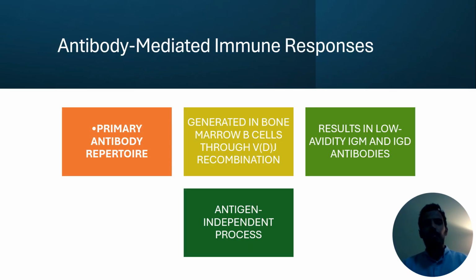Now let's discuss the primary antibody repertoire, which is the initial set of antibodies B cells produce. It is generated in the bone marrow through a process called VDJ recombination, where different gene segments rearrange to create a diversity of antibodies. This process is antigen independent, which means that it happens without the presence of any specific pathogens. The result is low affinity IgM and IgD antibodies, which are the first lines of defense before the immune system refines its response.